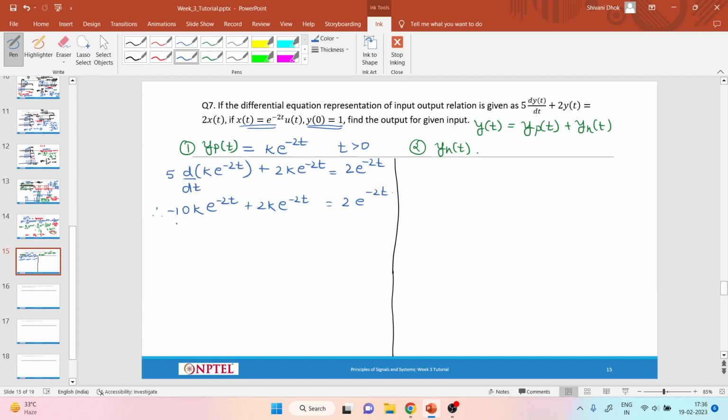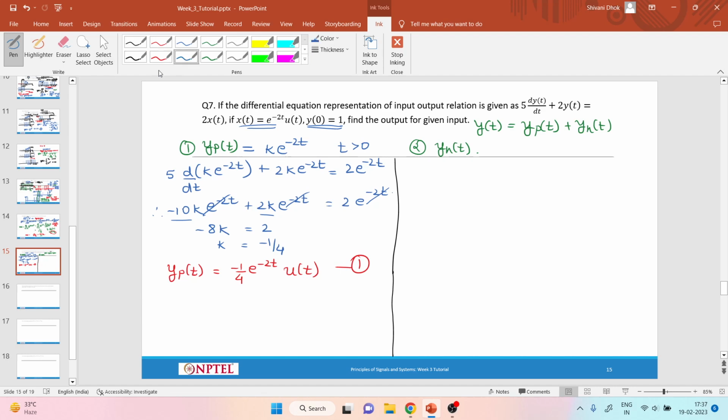This gets cancelled, and this is equal to -8k, so -8k is equal to 2, so my k comes out to be -1/4. If I substitute it back here, my yp of t is equal to -1/4 e^(-2t) for t greater than 0, so I can simply write it as u of t. So this is my particular solution.